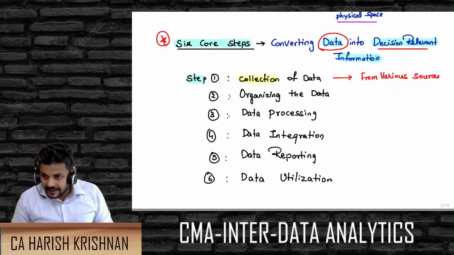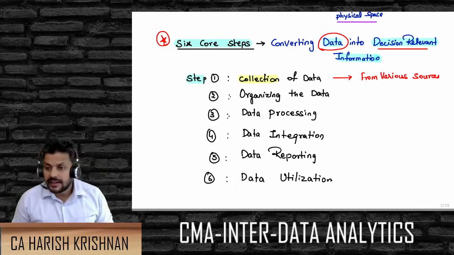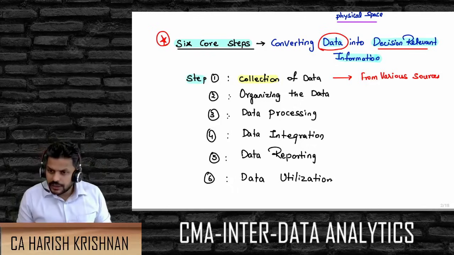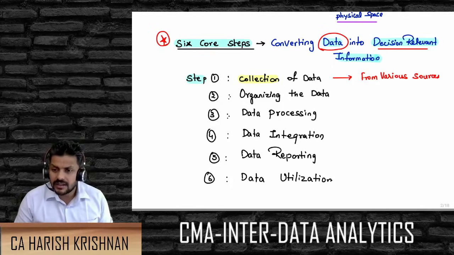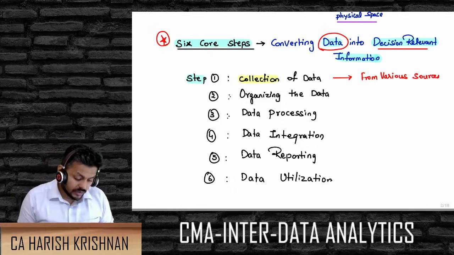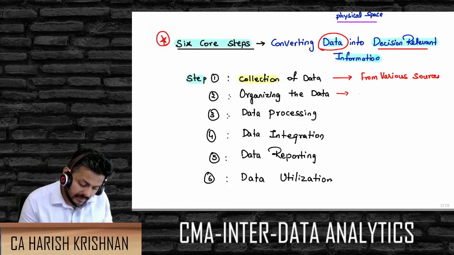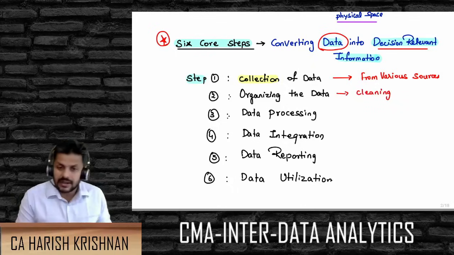So collect the data, then organize the data. Organizing the data means putting it into a nice order, right? Very important. And in organizing the data, as we go further, we will talk about cleaning the data, removing duplicates, filling all the missing items, removing outliers. Like that we have talked about multiple things, right? So we have to discuss that. Organizing the data is about cleaning, or data cleansing.